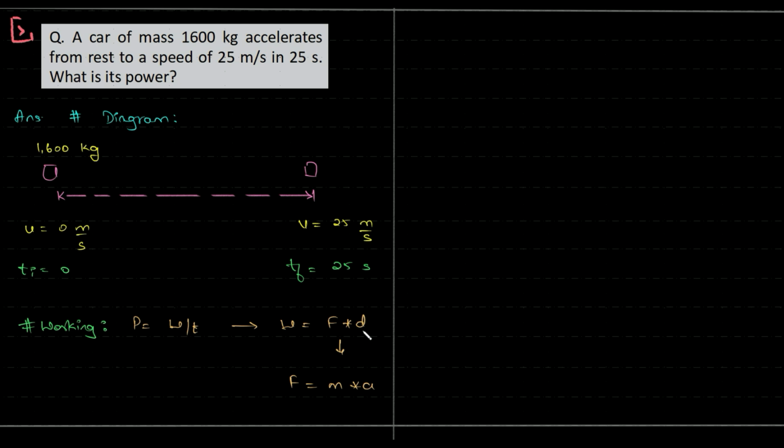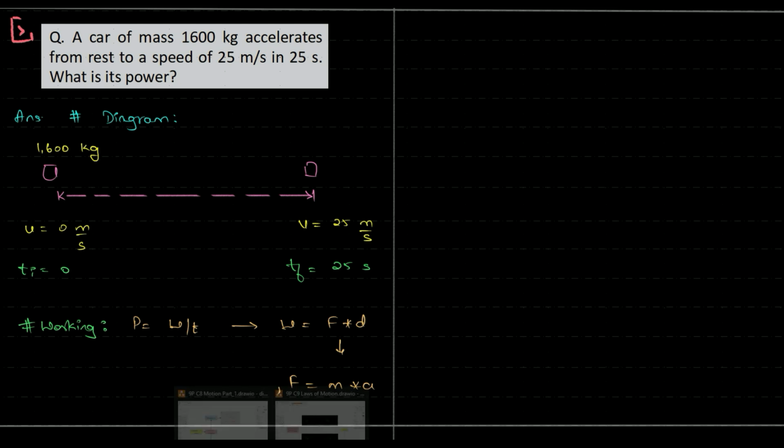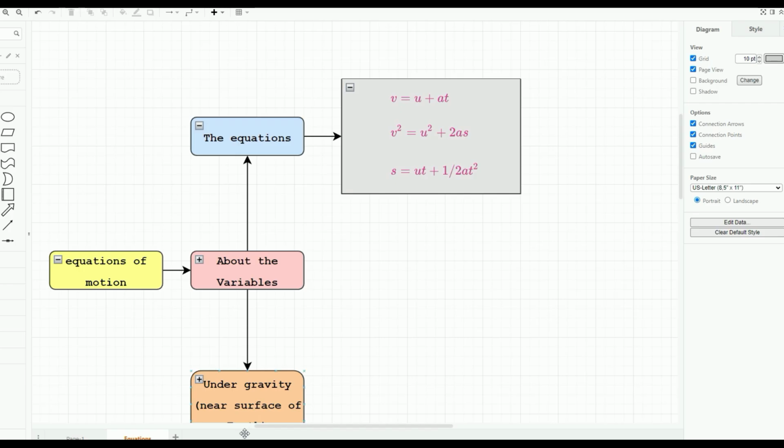We have displacement also. We don't know displacement. How will you figure that out? This is your clue. Well, there are two places where displacement comes in: v square is equal to u square plus 2as, or s is equal to ut plus half at square. We know v, we know u, we don't know a though, right? So here also we need a. Either of these we can use, not an issue, because anyway we have to figure out a.